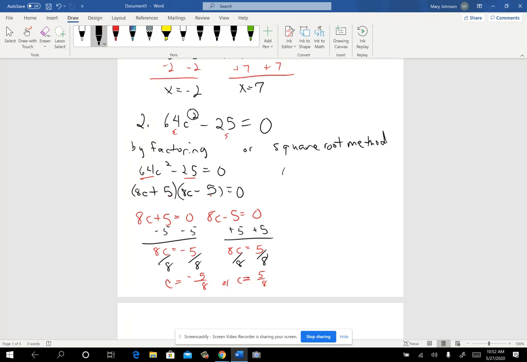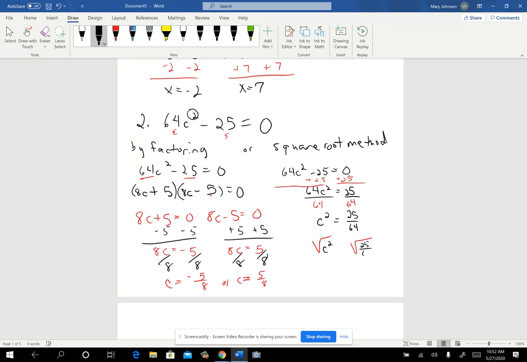Some people might notice the squares and think, well, let me move the 25 over by adding 25 to both sides. I'm going to stop showing all of those steps at this level. I don't think I have to show as much as I do in Math 100. Then I could square root at this point, but sometimes that 64 may not be a perfect square. So it's good practice to get your squared part completely isolated. Get the c squared by itself. Then you can come in and square root both sides.